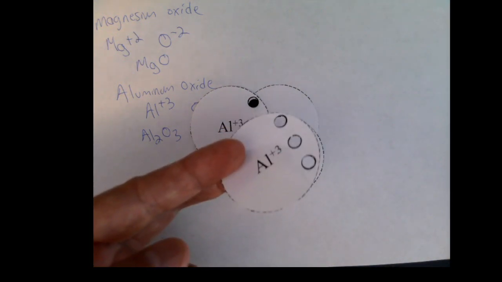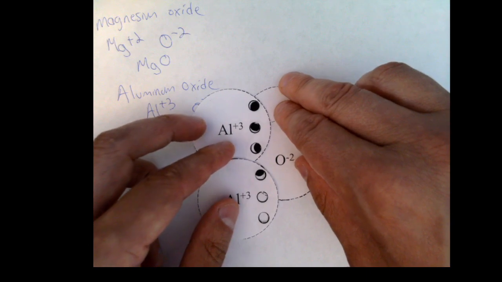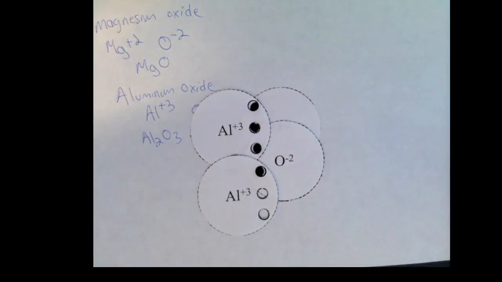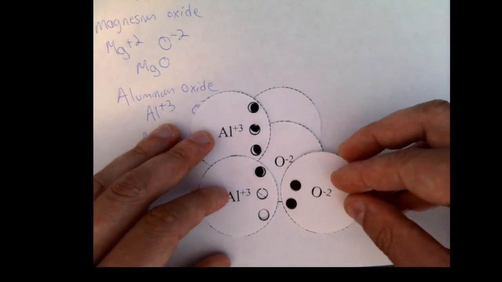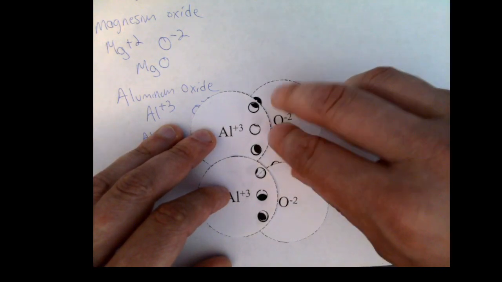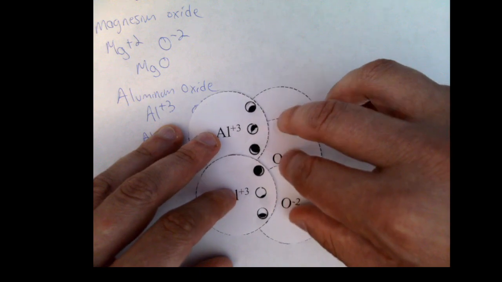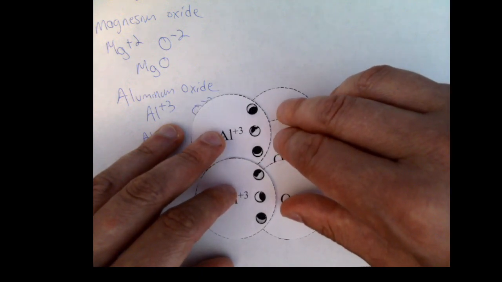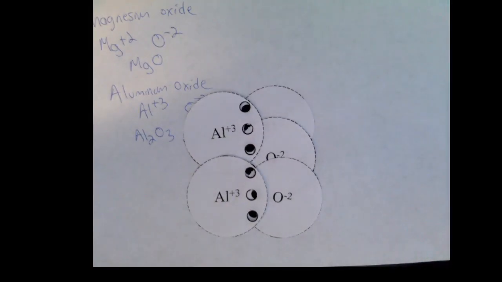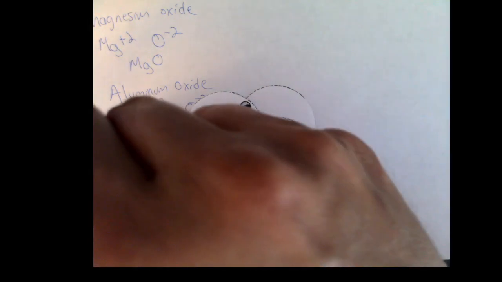So now you can just grab an extra aluminum and cover up these dots, and then finally use one more oxide ion to fill in so that everything matches up. For every hole, there's a dot. For every dot, there's a hole. Once they get everything matched up, they can count them and say, okay, there are 2 aluminums and there are 3 oxygens. And that should lead them to the same conclusion for the formula right here.